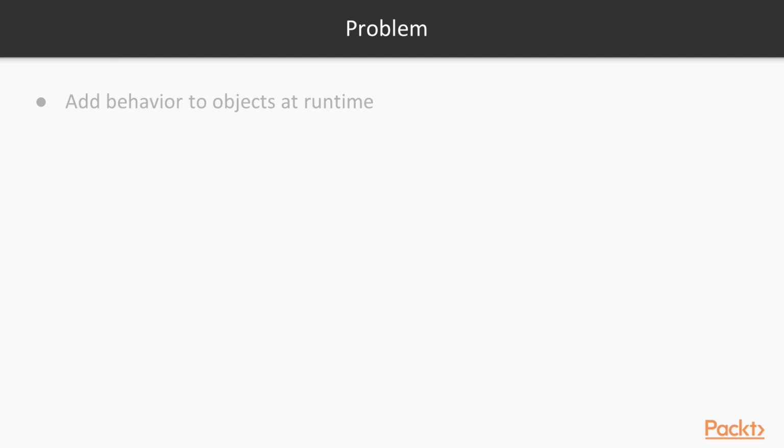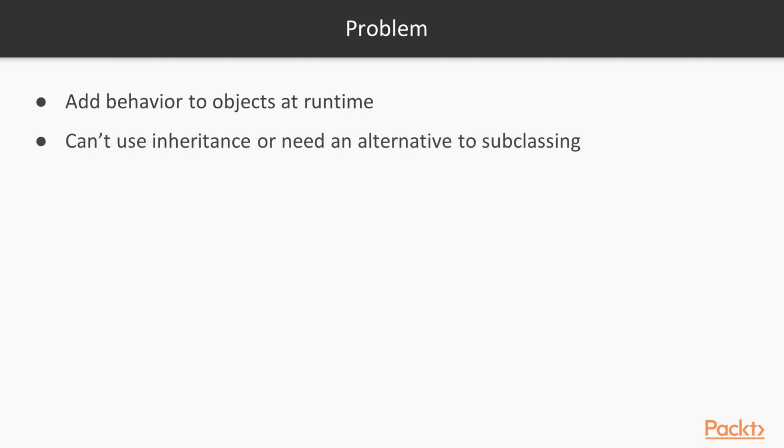What's the problem? We want to be able to add behavior to existing objects at runtime. And maybe there's some limitation where we cannot use inheritance, or we need some alternative to subclassing. We want to add these behaviors at runtime, and the behaviors might vary. The example that we'll see is that we can add a native behavior to any kind of plant. We can add a woody or herbaceous behavior to any kind of plant. So we can assemble this all at runtime based on the user's feedback.